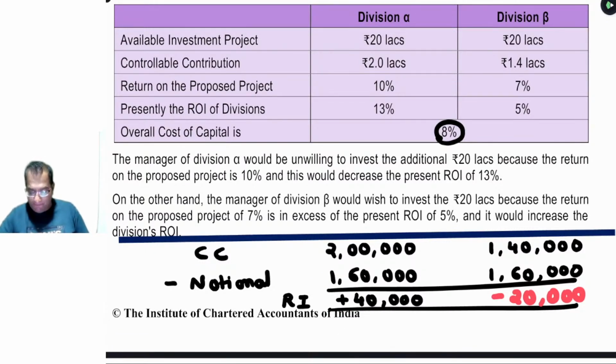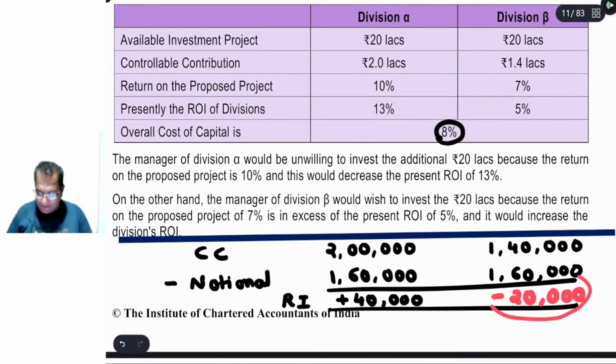व्हाट अबाउट डिपार्टमेंट बीटा? क्या डिपार्टमेंट बीटा अपने डिपार्टमेंट में इन्वेस्टमेंट करना चाहेगा? नो, बिकॉज डिपार्टमेंट बीटा नोज दैट देयर performance will be measured based on RI, and since RI is negative, therefore department beta is not interested in making the new investment, while company also wants the same because new investment is earning just 7% while the company's cost of capital is 8%.